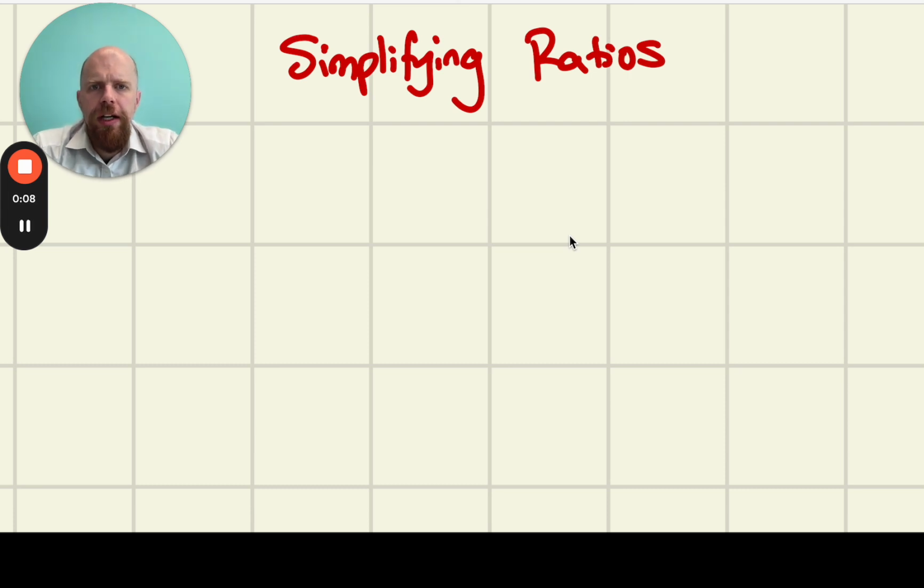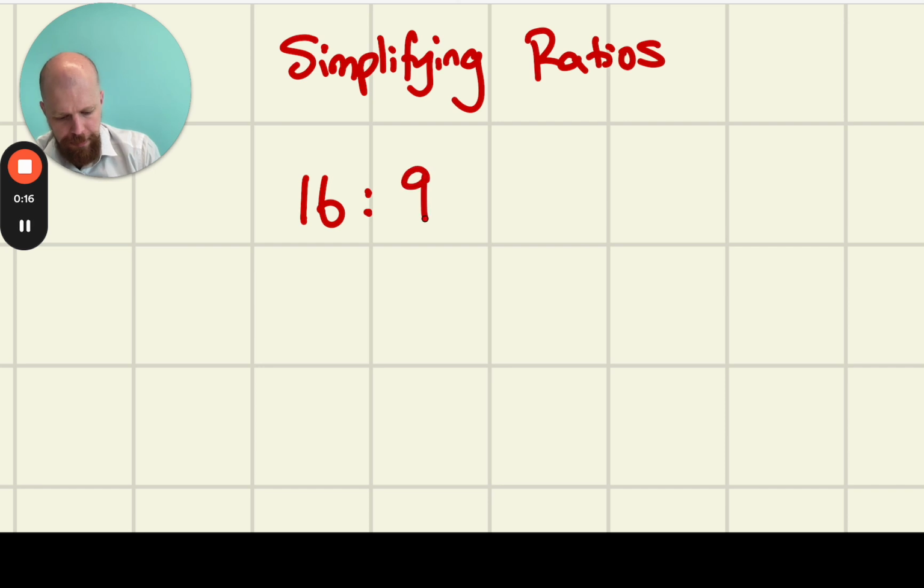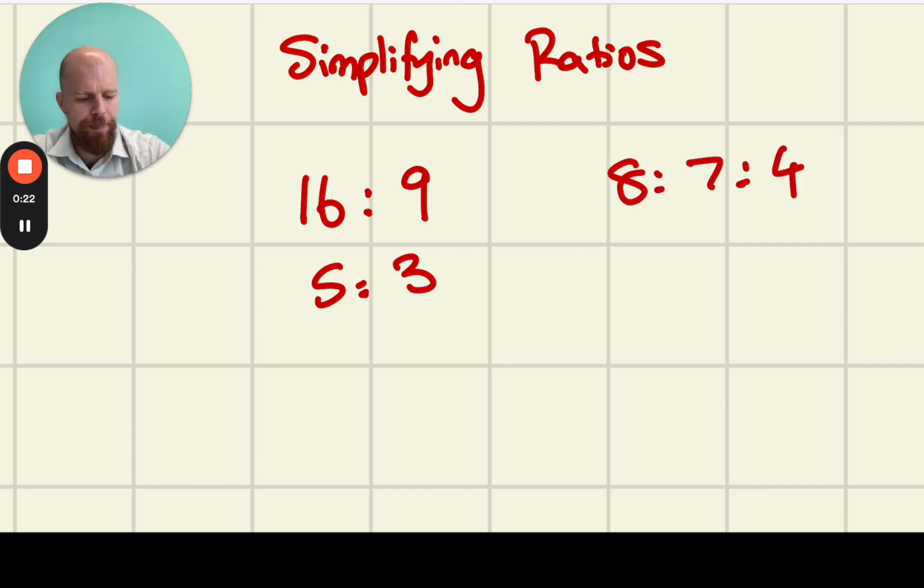In this video, we are going to be looking at how you simplify ratios. Now, a ratio is something like this: 16 to 9, 5 to 3, 8 to 7 to 4. And what it means is, when you're splitting or sharing between different people, it tells you how many items go to each person or each object or each thing.